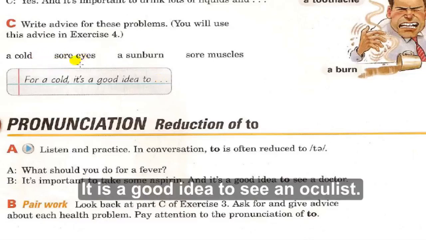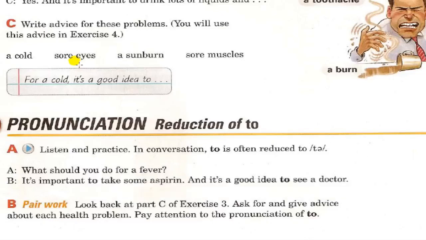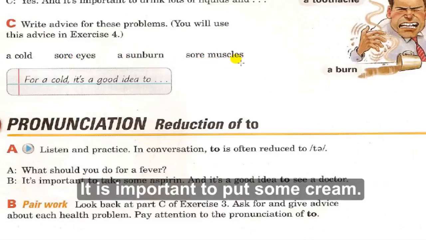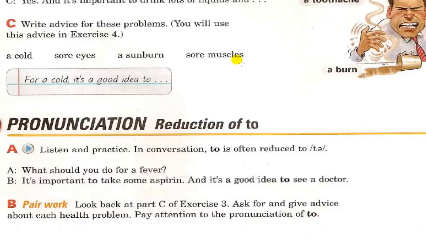Sore eyes, inflammation in eyes. It's a good idea to see an oculist. An oculist, a doctor who cures eyes. Sore muscles, pains in muscles. It's important to get some cream. It's helpful to get some ointment.